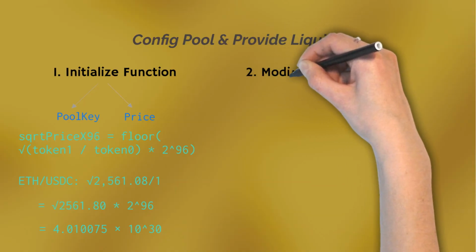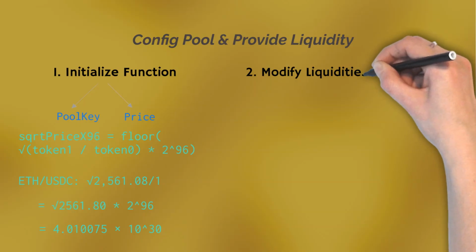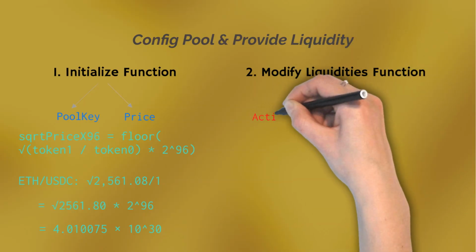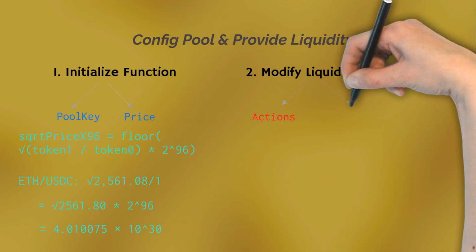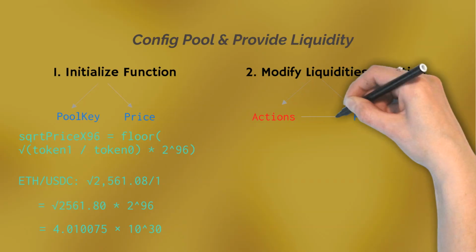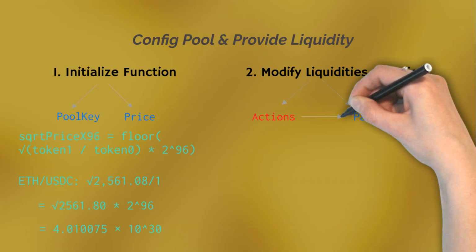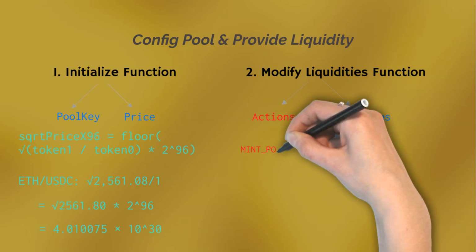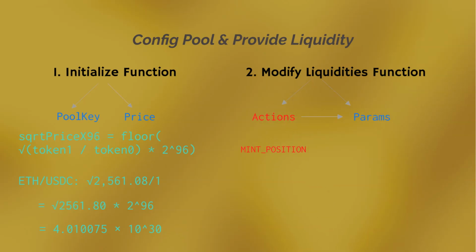The second function to encode is the modify liquidities function from the position manager contract, with actions as the first function parameter and the parameters as the second function parameter, where each action is represented by a set of parameters respectively. The first action to encode is mint position. When you fund the pool for the first time, you have to mint the NFT that represents your liquidity position.